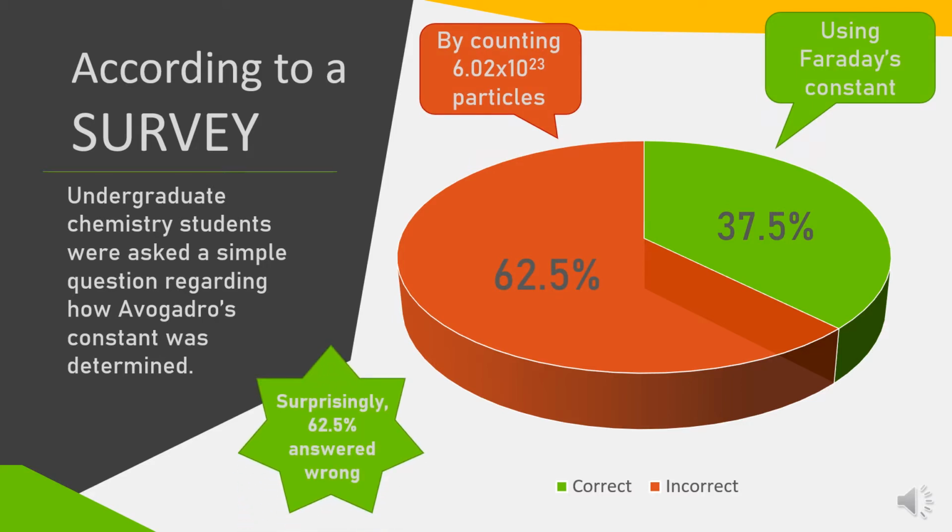A survey was carried out in which undergraduate chemistry students were asked a simple question regarding how Avogadro's constant was determined. They were given two options: either by counting 6.02 × 10^23 particles, or by using Faraday's constant. Surprisingly, 62.5% answered wrong. They thought it was done by counting the particles.